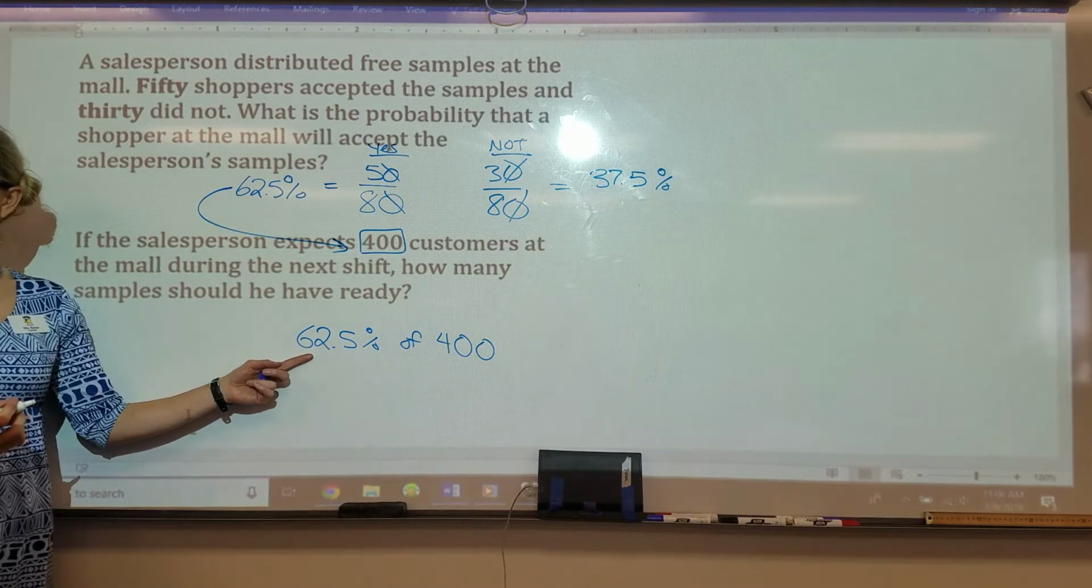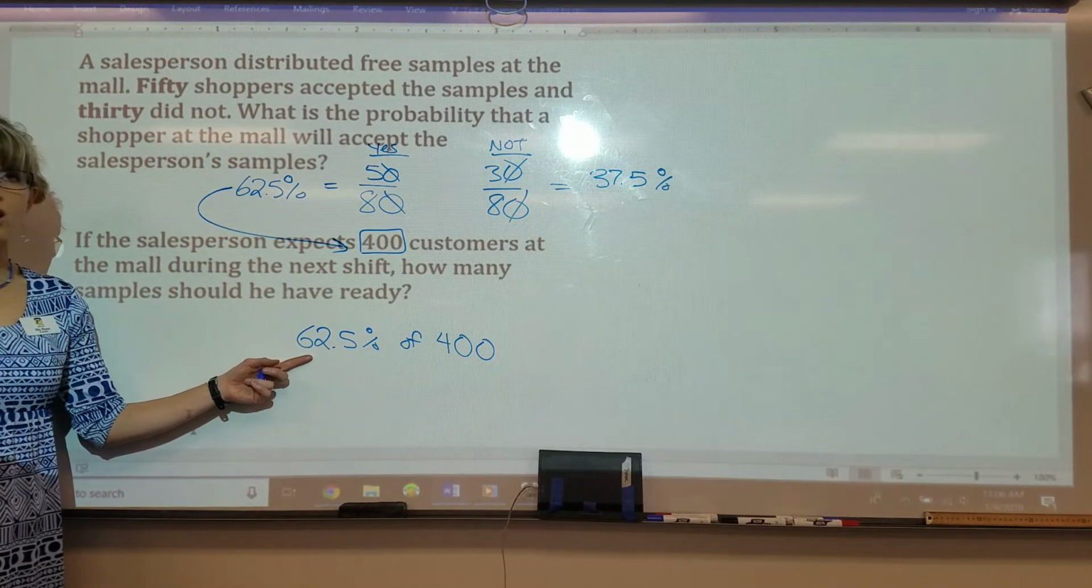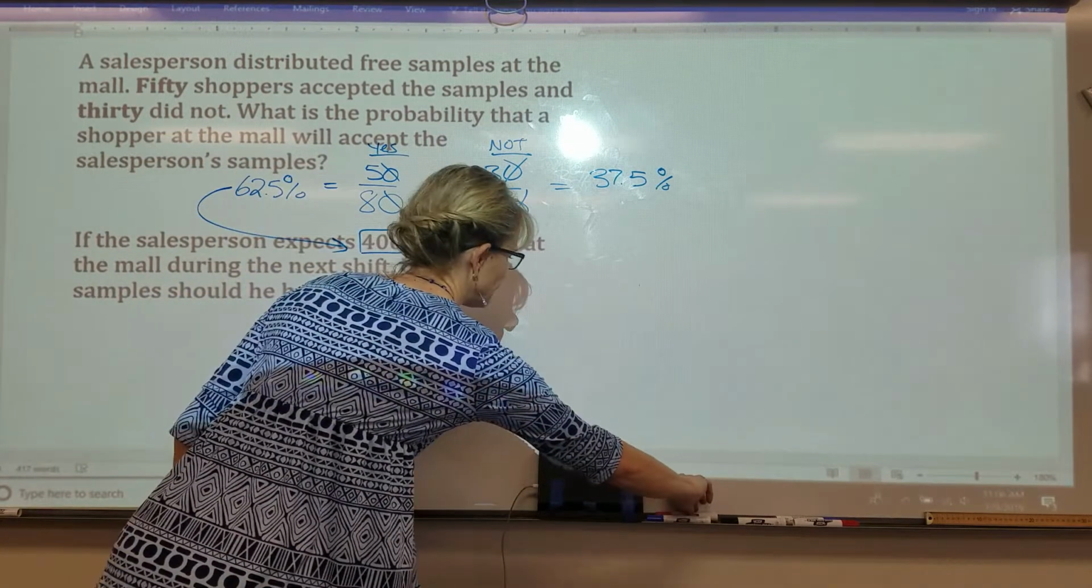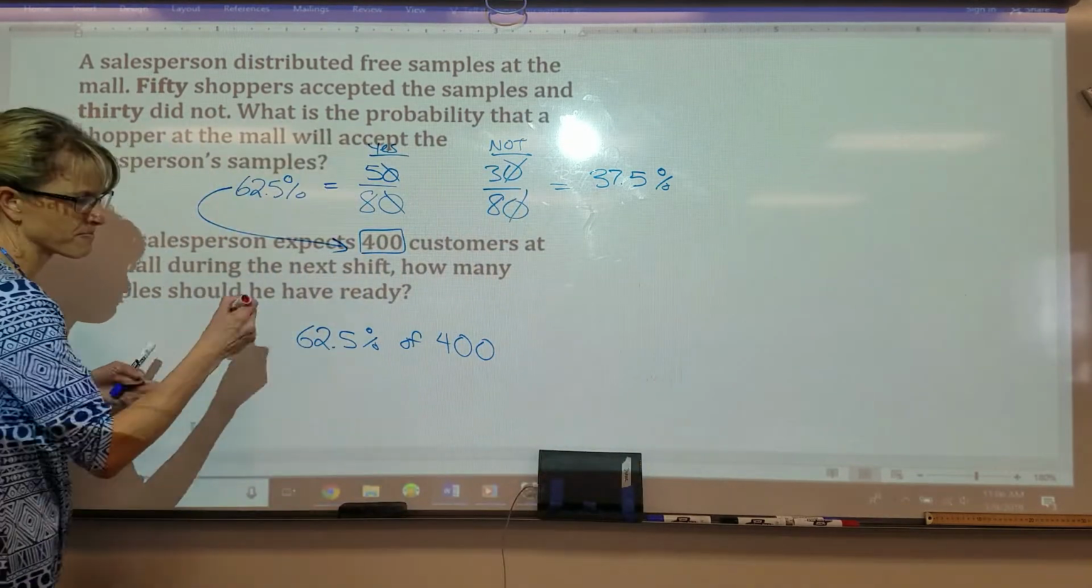Yesterday's lesson we learned how to, before we calculate, we have to change the percentage to what, Colin? A decimal. A decimal. How do I do that?